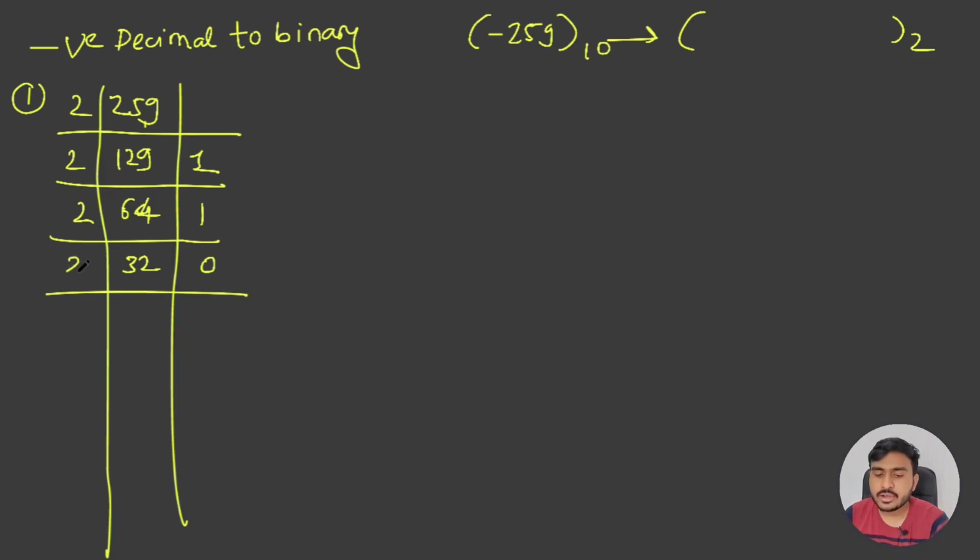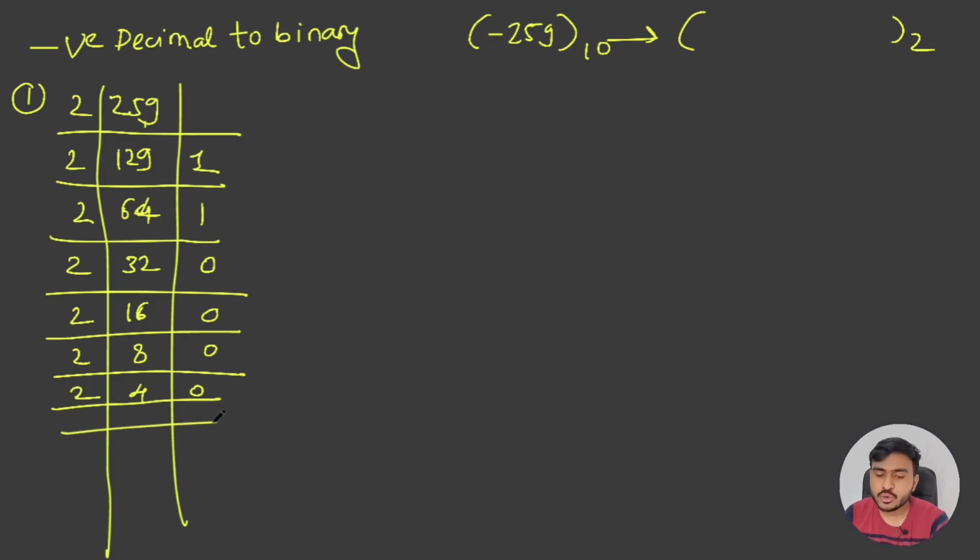Then let's divide 32 by 2. We get 16 as quotient and 0 as remainder. Let's divide 16 by 2. We get 8 as quotient and 0 as remainder. Let's divide 8 by 2. We get 4 as quotient and 0 as remainder. Let's divide 4 by 2. We get 2 as quotient, 0 as remainder. Divide 2 by 2. We get 1 as quotient, 0 as remainder. And let's divide 1 by 2. We get 0 as quotient and 1 as remainder. Once we get 0 as quotient, we have to stop.